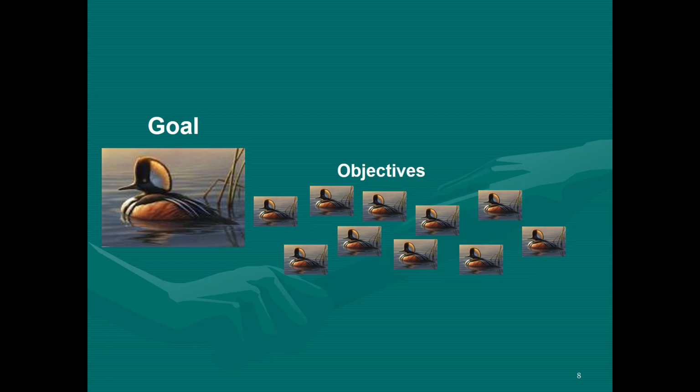And you might have 200 objectives in a whole year. Goals, you may have only 3 or 4. Goals are broad. They are often not measurable. Objectives are always targeted and measurable.